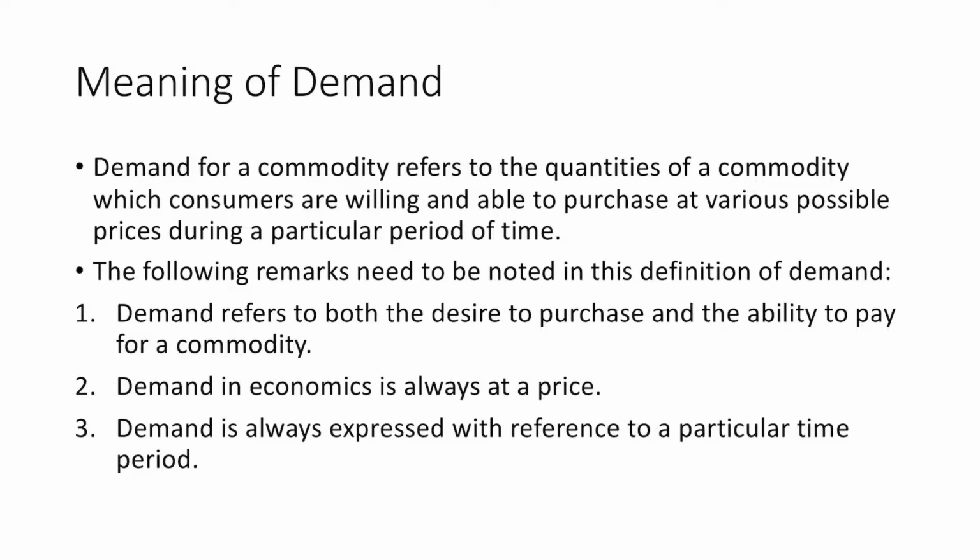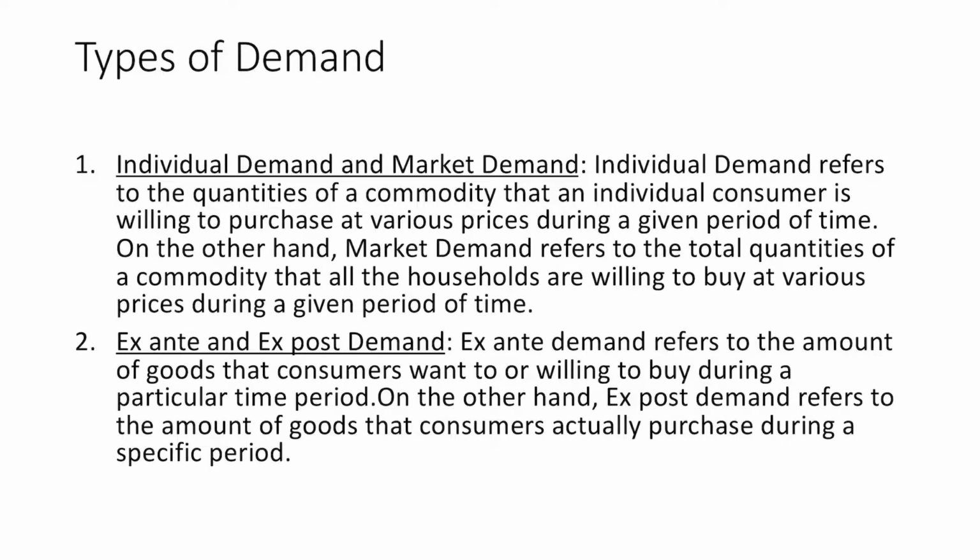Now, let's move on to the types of demand. Firstly, individual demand and market demand. Individual demand refers to the quantities of a commodity that an individual consumer is willing to purchase at various prices during a given period of time. For example, milk purchased by your mother is individual demand for milk.